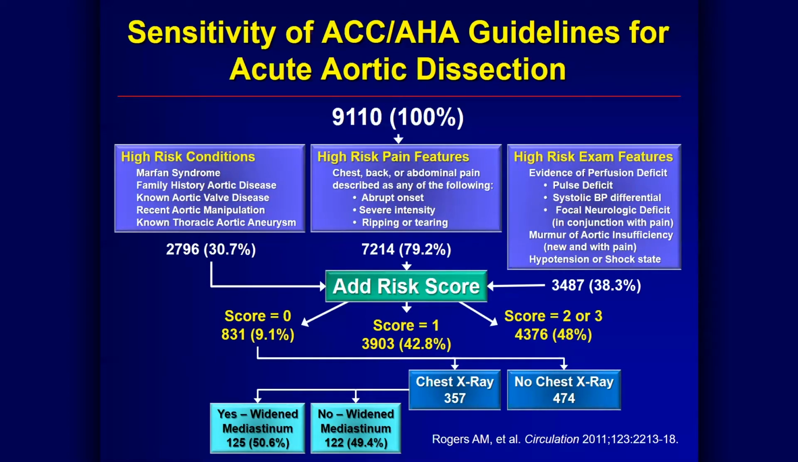So if you look at the 9% who didn't have any of these, often they presented with painless dissection with a stroke or coma, something like that, and we asked the question, well, how often did their chest X-ray show something? It was half the time. So half of those patients might have been identified by a wide mediastinum.